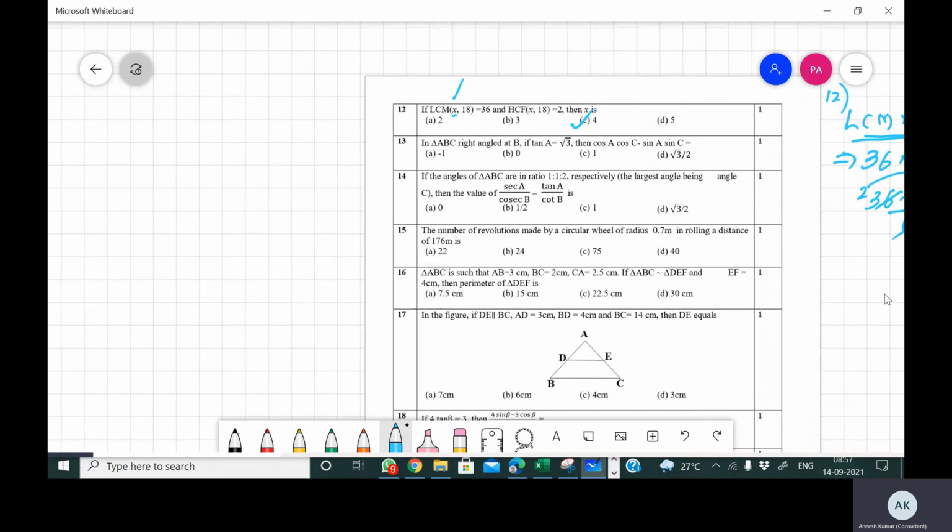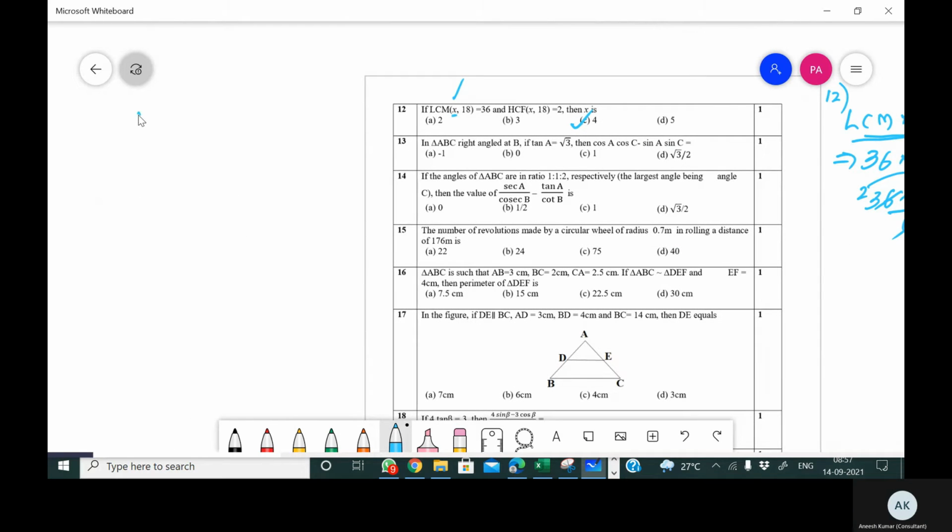Next, question number 13. In a right angled triangle with right angle B, so draw a right triangle. Okay, right angled at B. The other two you can name anyway, A and C. Tan A is root 3. So tan A can be written as root 3, you can write root 3 by 1.